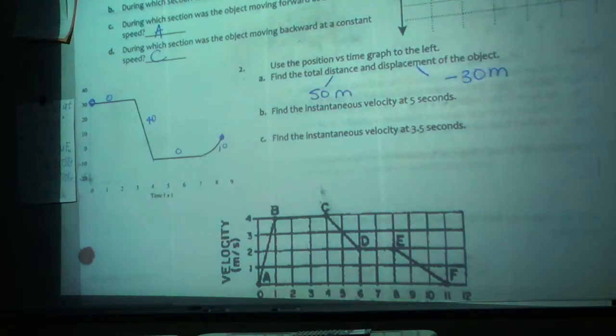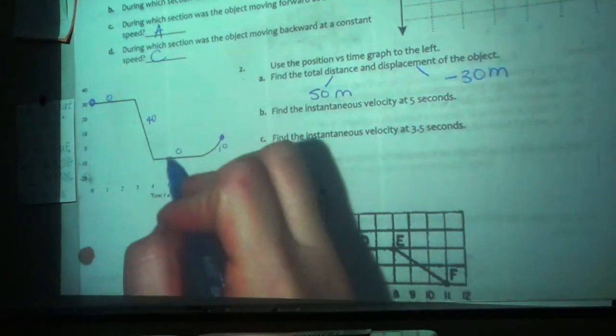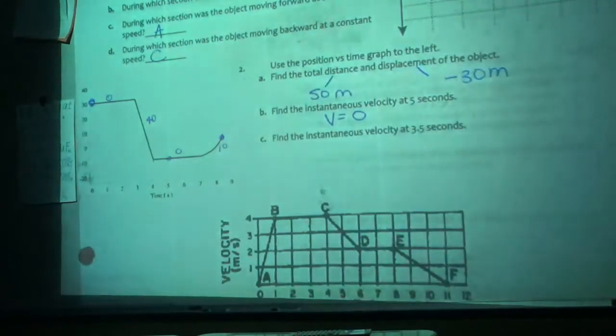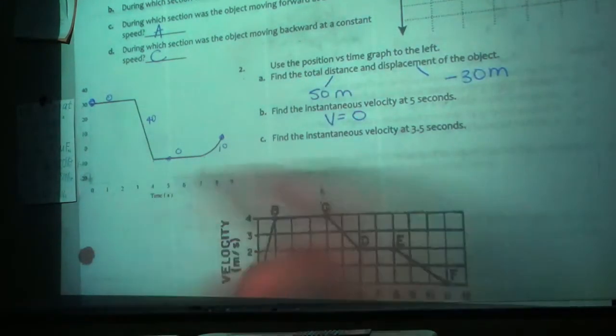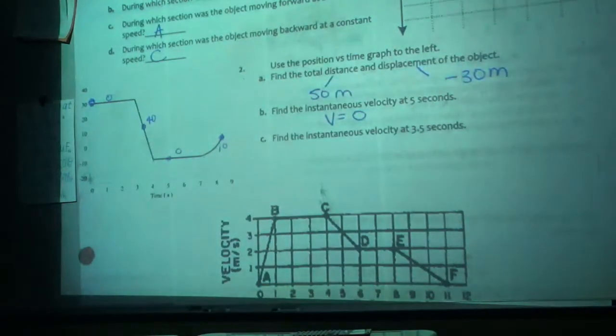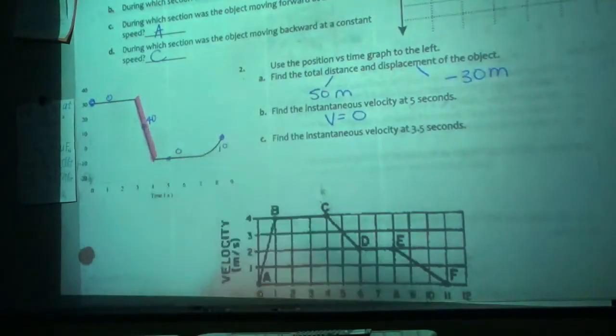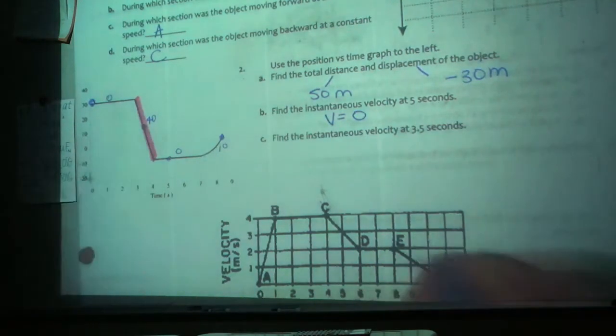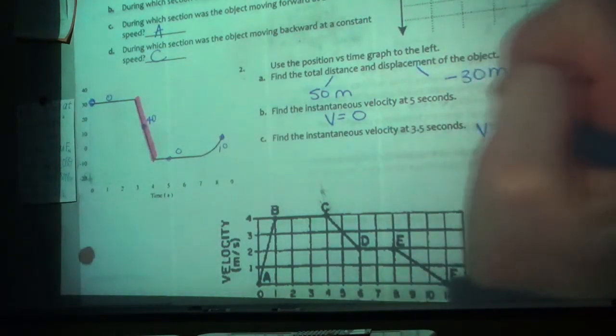Instantaneous velocity at 5 seconds. At 5 seconds, we said it was at rest, so your velocity when you're at rest is 0. Instantaneous at 3.5 seconds, that's somewhere in here. Now, we do not know how to find velocity of a point, but we do know how to find velocity of a section, and this is at constant velocity the whole section, so the velocity of this section is the velocity at that point. So velocity is v equals d over t.